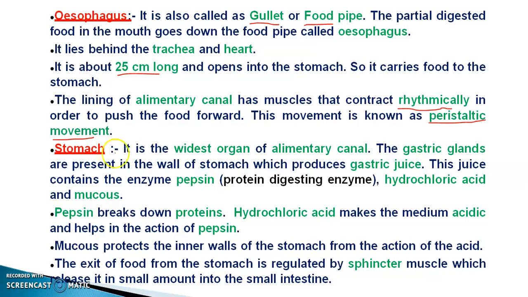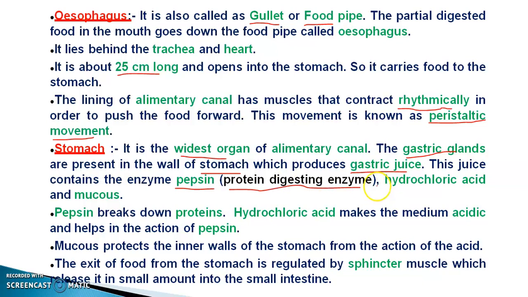Now the second step of digestion starts in our stomach. The stomach is the widest organ of this alimentary canal, and it secretes digestive juice through the gastric glands. The gastric glands are present on the wall of the stomach, and they produce gastric juice. Now the important thing is that gastric juice contains an enzyme, pepsin. This pepsin is a protein digestive enzyme.